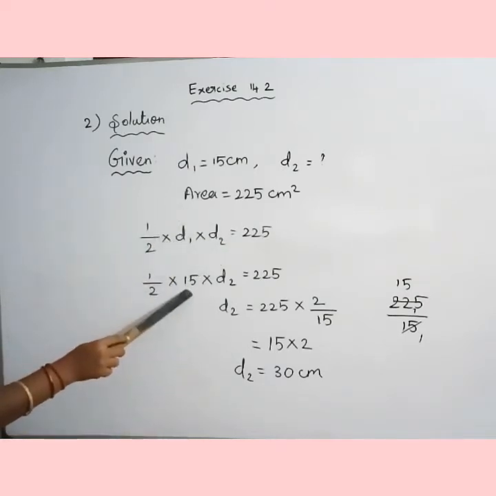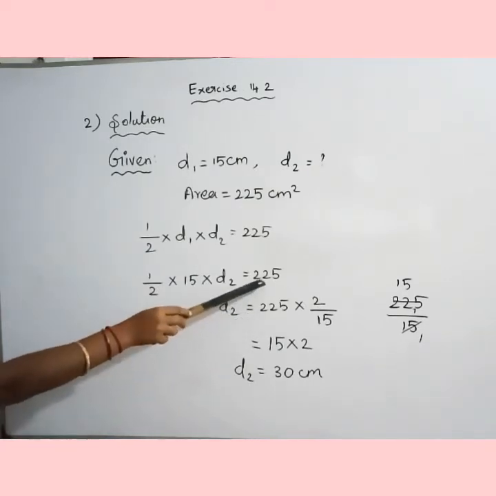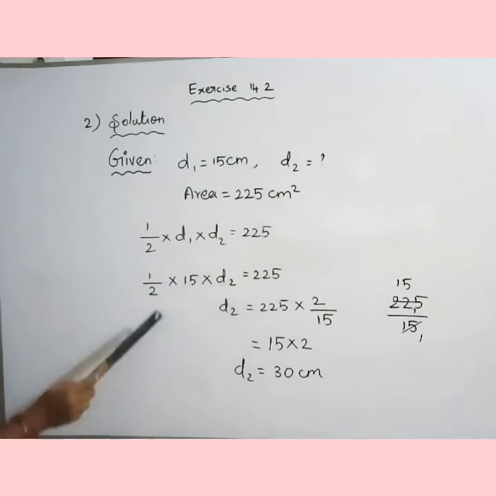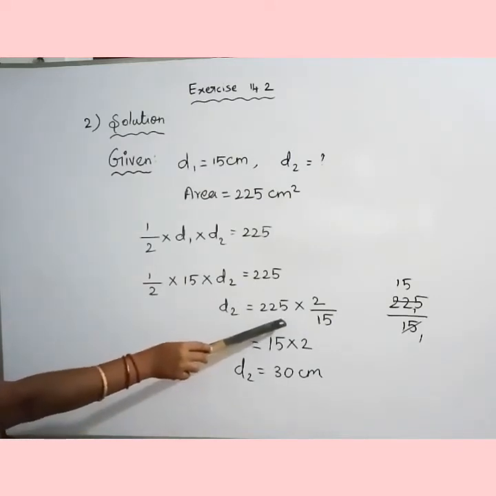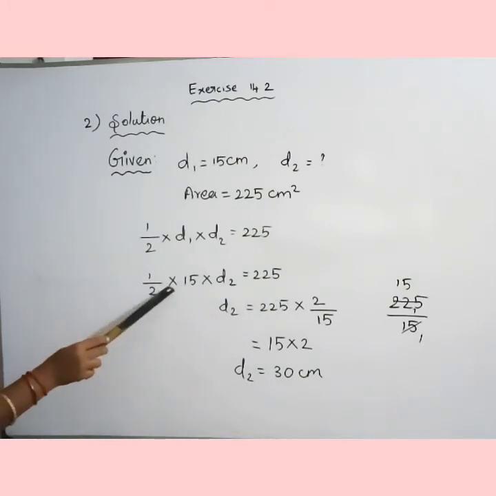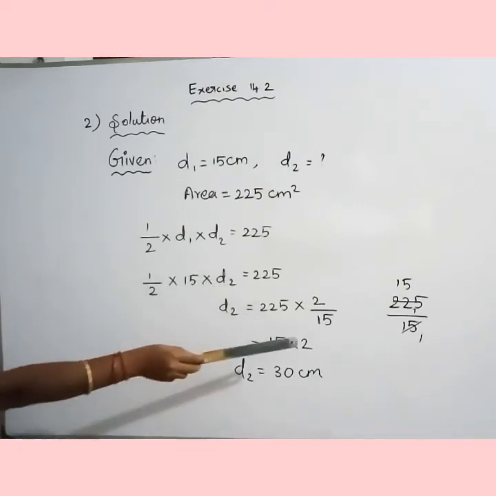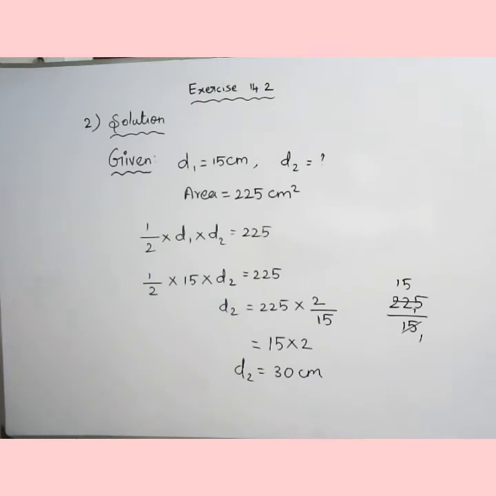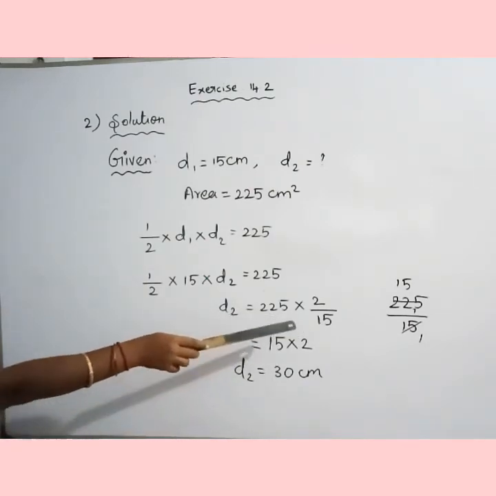Diagonal 1 value is 15. So d2 equals, write 225 in this place. Take a reciprocal for these two values. It is in the denominator. If we transpose these values, it goes to the numerator, and then this is into 15. Suppose if we transpose these values to the right hand side, it will be in the denominator. Now we cancel these two values, 225 and 15.